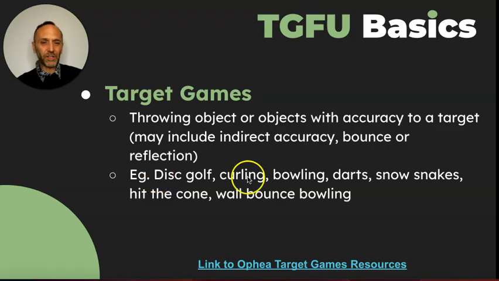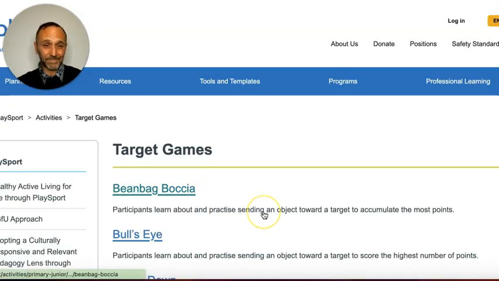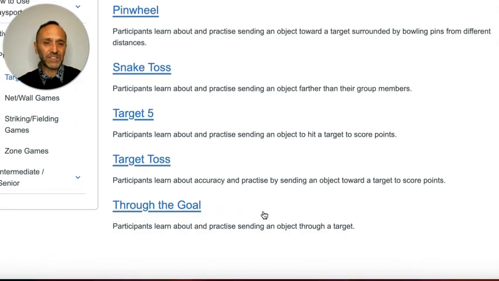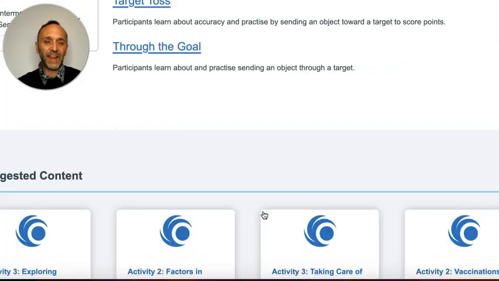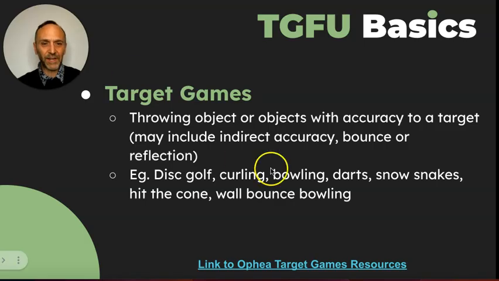Examples are disc golf, curling, bowling, darts, snow snakes, if you've ever played that, super fun. Hitting a cone, simply as that, and wall bounce bowling, similar to what I was saying. The other thing I've included in the slide deck is a link to the OFIA Target Games resource. So in here, this is by age and stage. So here are 10 games that you can print off and work with right away. This is from 5 to 12, so these are elementary specific.